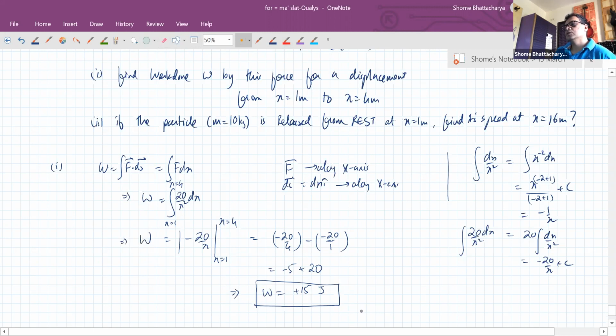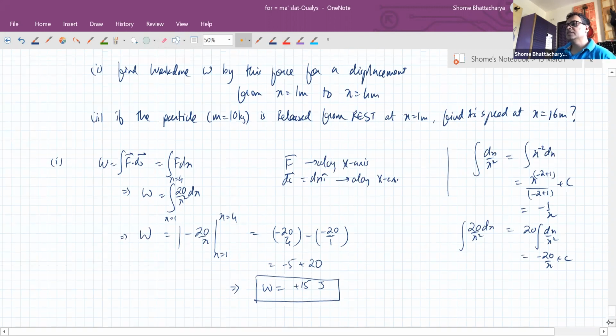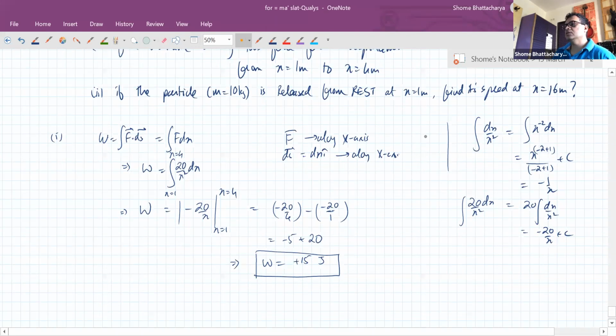So 15 joules is the answer for the first part. Now similarly for the second part, you have to just use the relation that the work done will be equal to the change in kinetic energy. Because you can't use kinematics here. Why? Because it's a variable acceleration.